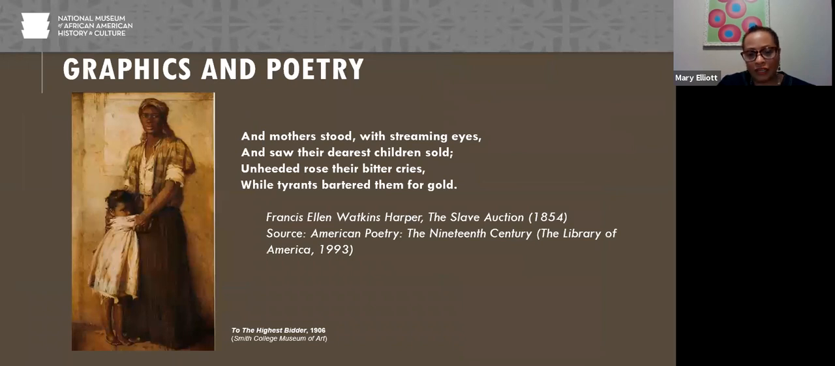We use poetry, including this excerpt from Frances Ellen Watkins Harper's poem on the slave auction. And mothers stood with streaming eyes and saw their dearest children sold. Unheeded rose their bitter cries while tyrants bartered them for gold.